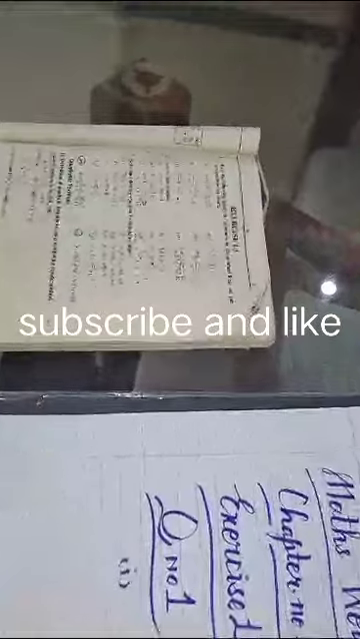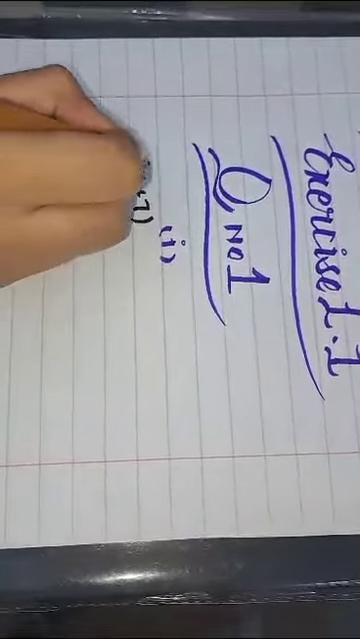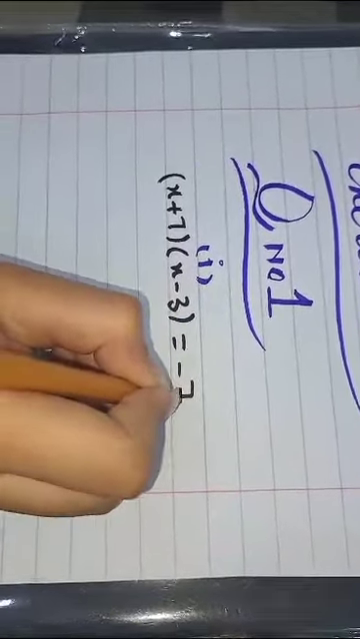Chapter number 1, Exercise 1.1, Question number 1, part number 1. Question number 1 is: write the following quadratic equations in the standard form and point out the pure quadratic equation. First we are going to solve the first question, which is (x + 7)(x - 3) = -7.